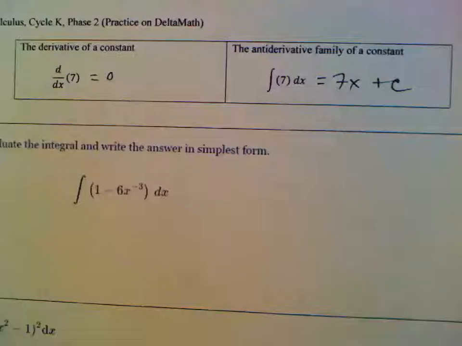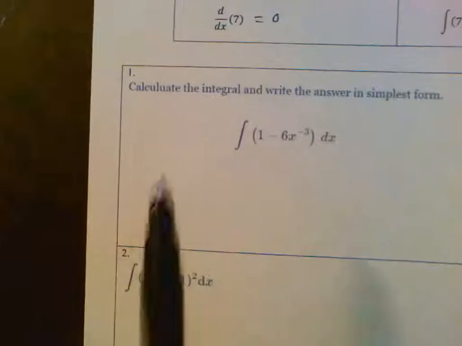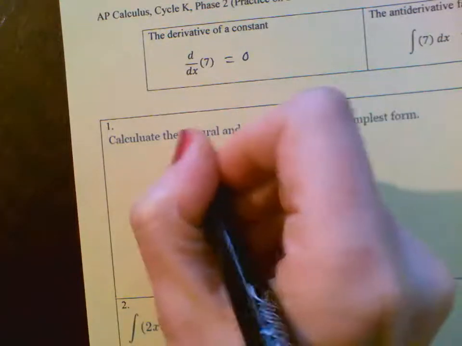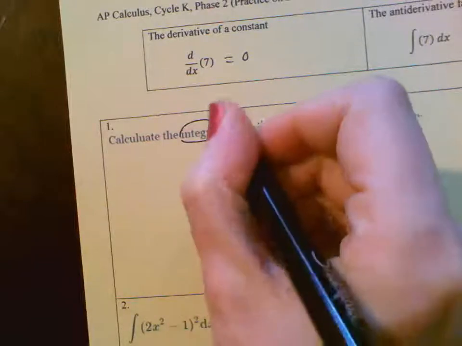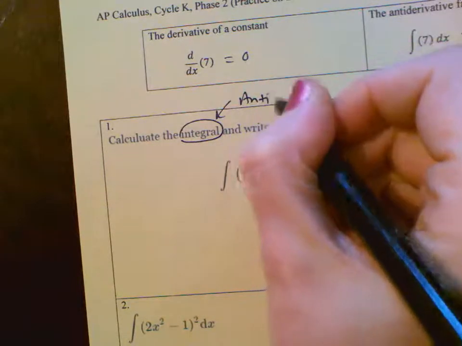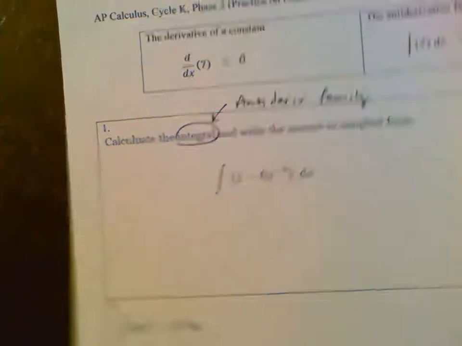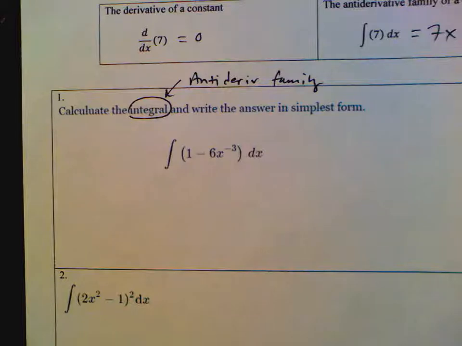All right, so calculate the integral. This is the first time I'm saying integral. When they say integral, it just means antiderivative family. Usually they don't say family. I'm saying family to remind you of the plus c. The family means plus c. They'll usually just say antiderivative or integral, but what it means is antiderivative family, both of those. So calculate the integral and write the answer in simplest form.